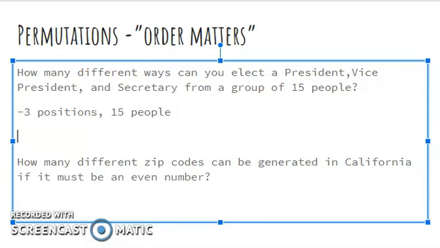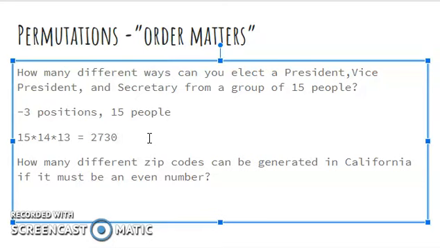So what we can do with this information is figure out how many different ways we can elect these 3 people. If you think about it, for president you could have 15 people, since there are 15 total people, and then 14 people for the vice president, because you already chose one person, and for the secretary we only have 13 people. And 15 times 14 times 13 equals 2,730. And this is the number of different ways we can elect the president, vice president, and secretary.